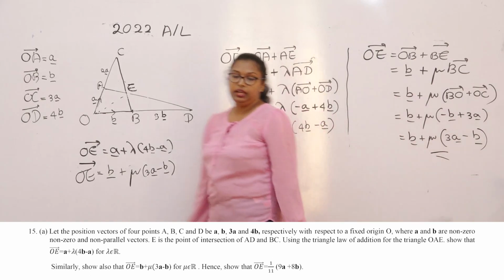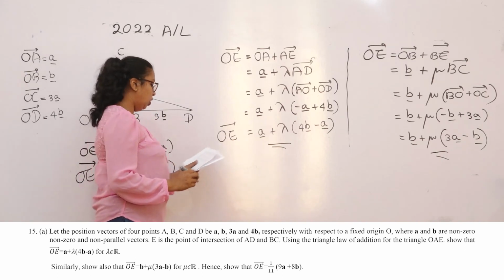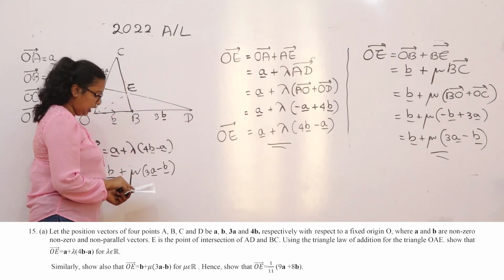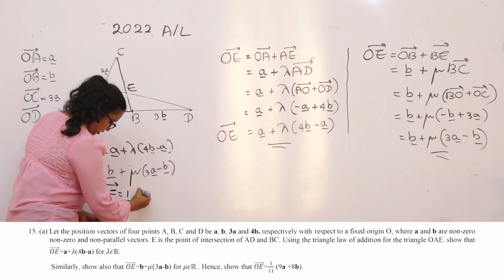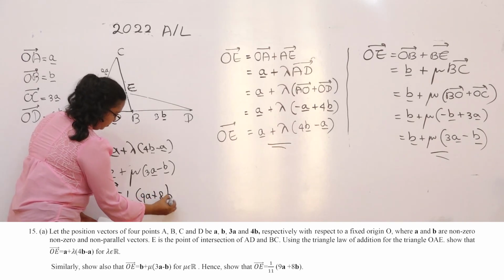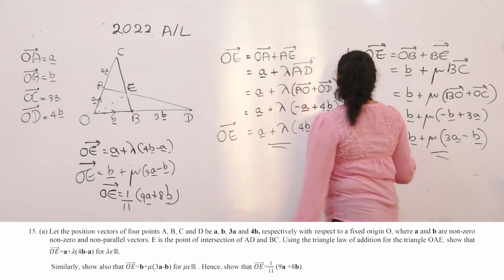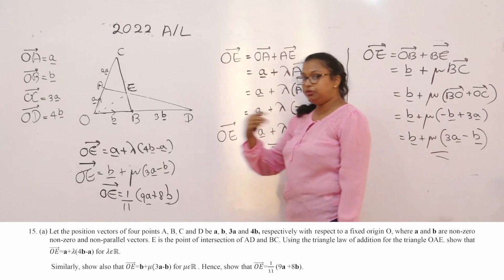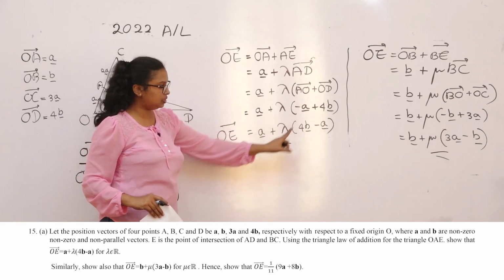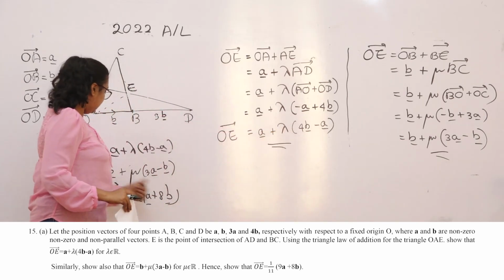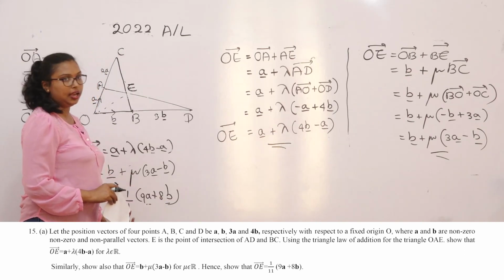Right? Then, we have to find the actual value of OE. We have to show that OE is equal to 1 over 11 times 9A plus 8B. We have to get this answer. Now, we know OE in terms of lambda, and here we know OE in terms of mu. We have two unknown terms, right? So, instead of the two scalars lambda and mu, we have to get the numerical ratio, like this 1 over 11, 9A plus 8B. We have to get this actual answer.